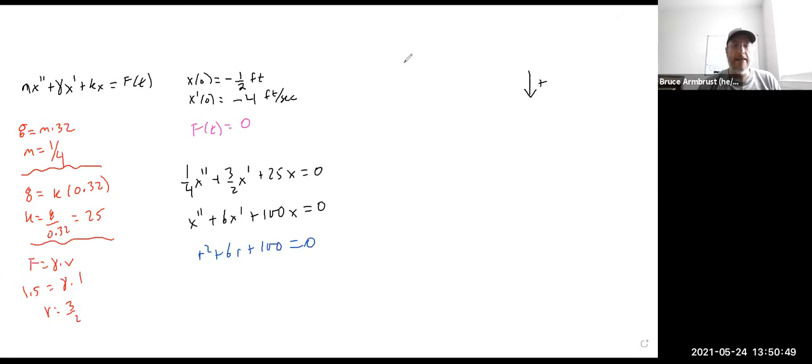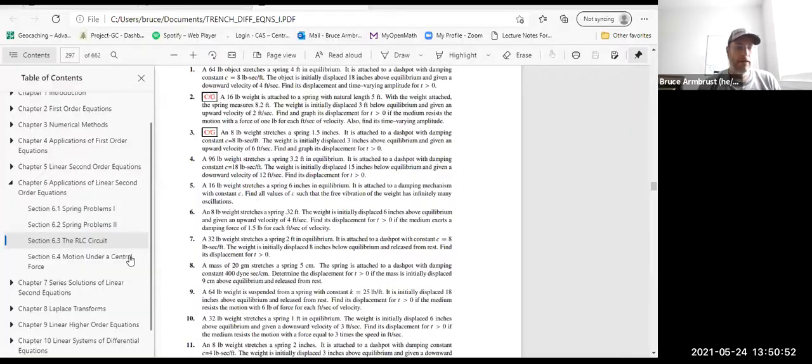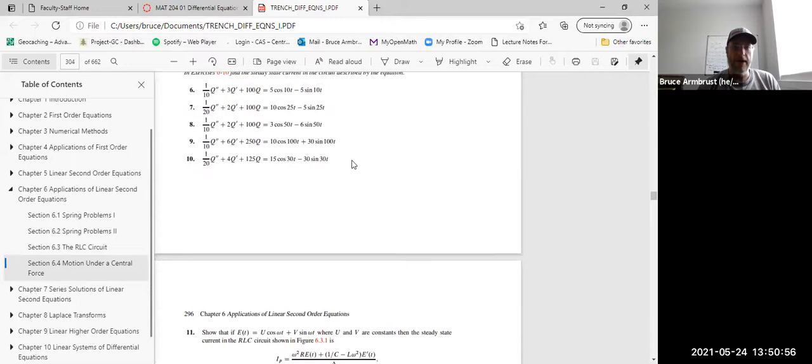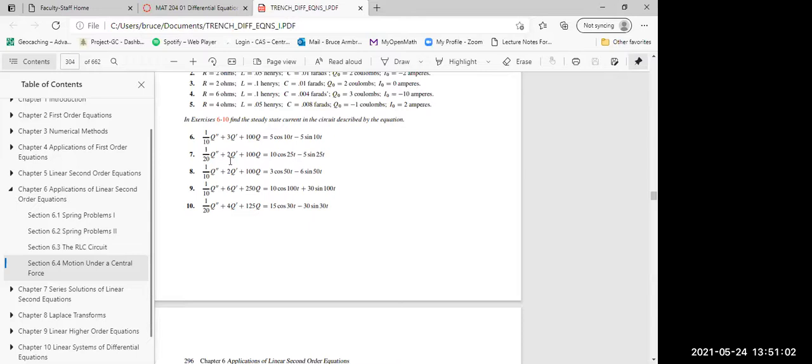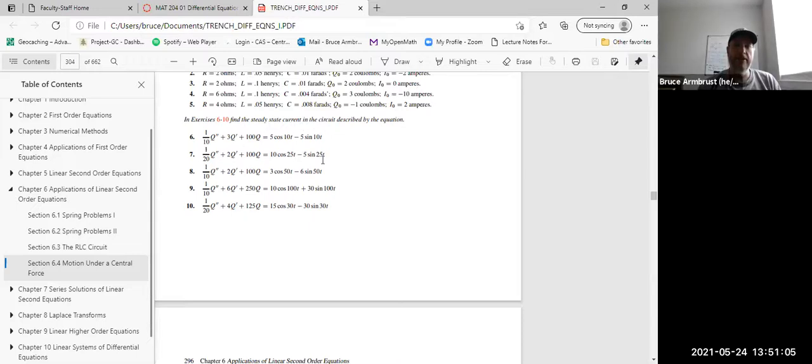Okay, so let's go look at that last one that Jacob asked for from 6.3. I forget, which number was that again, Jacob? Number 7, okay. This one says, find the steady state current in the circuit described by this equation. Now, I didn't mention steady state. Hopefully you kind of caught that as you were looking at the book. But steady state just means limit as t goes to infinity. What's this thing going to look like as t goes to infinity? Because it's going to settle down. That's your steady state. So let me just write this down real quick.